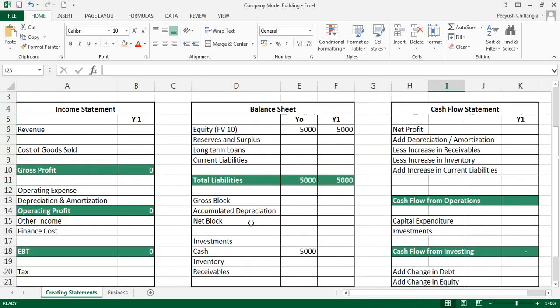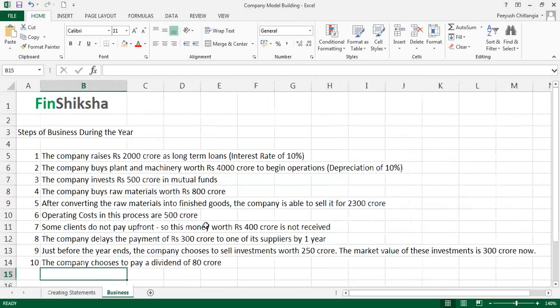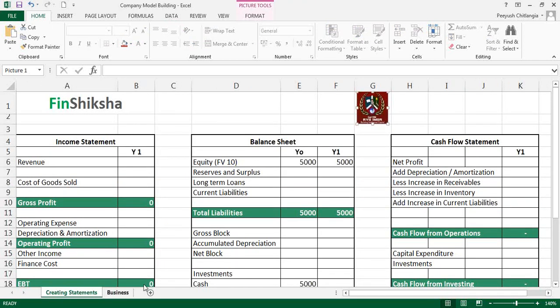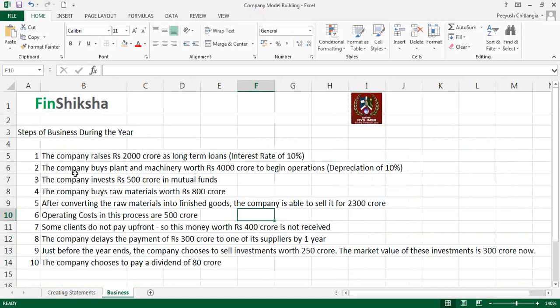Now we have a working model that is there. We need to plug in the data that is available to us in the form of any kind of business details, right? Let's look at those business details. There are certain steps of business during the year. So let's see what these business steps are.